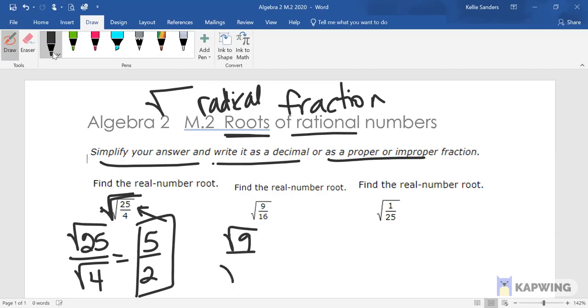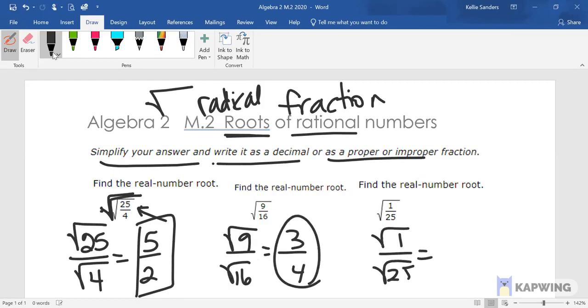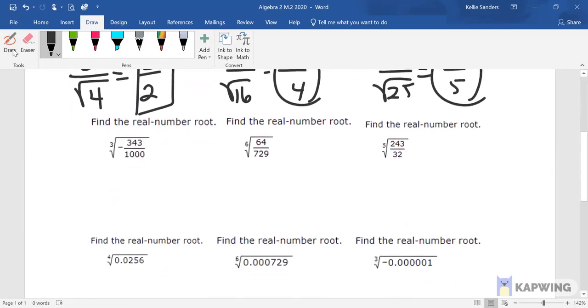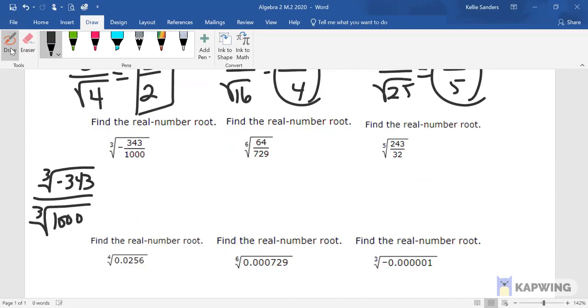So the square root of 9 over the square root of 16 is 3 over 4. The square root of 1 over the square root of 25: the square root of 1 is 1, the square root of 25 is 5. So those would be your answers for those. Then, same thing here. Cube root of negative 343 over 1,000. That negative is either going to go to the top or it's going to go to the bottom, but it's not going to go to both. I think the cube root of 343 is 7. I'm not for sure.